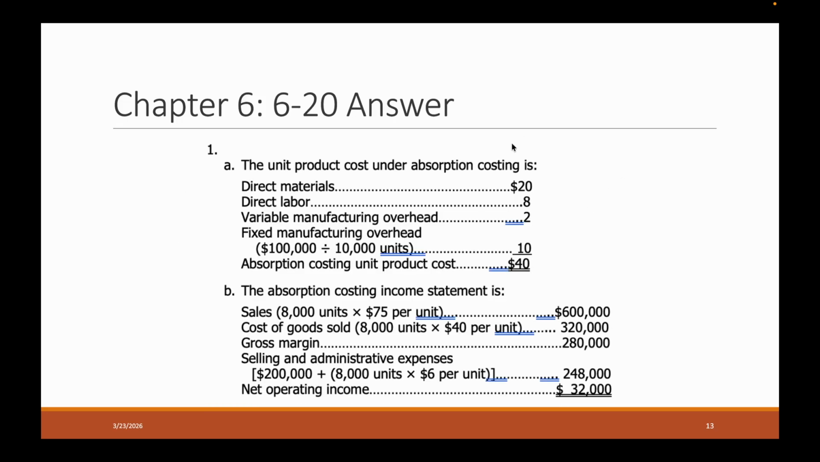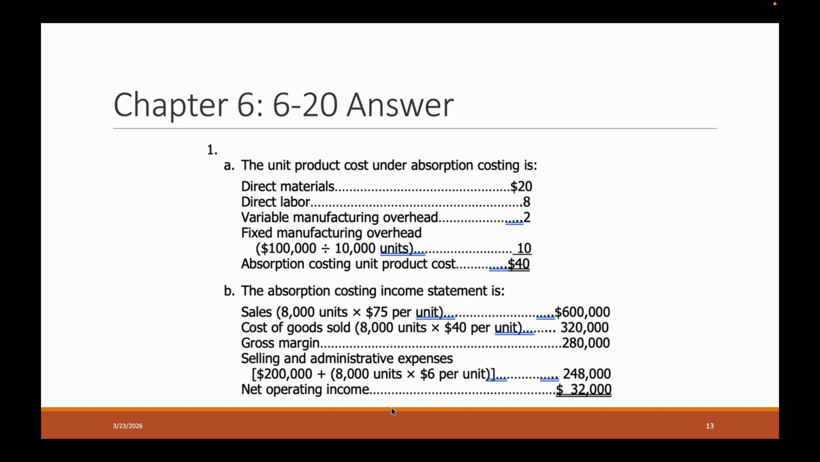We can calculate the unit product cost under absorption costing by adding direct materials, direct labor, and variable manufacturing overhead. And then, since it's absorption costing, we're also going to add in fixed manufacturing overhead per unit. Fixed manufacturing overhead is going to be $100,000 per month, and this month we produced 10,000 units, so that leaves $10 per unit of fixed manufacturing overhead. You combine those all together, 20 plus 8 plus 2 plus 10, that gives you an absorption costing unit product cost of $40 per unit.